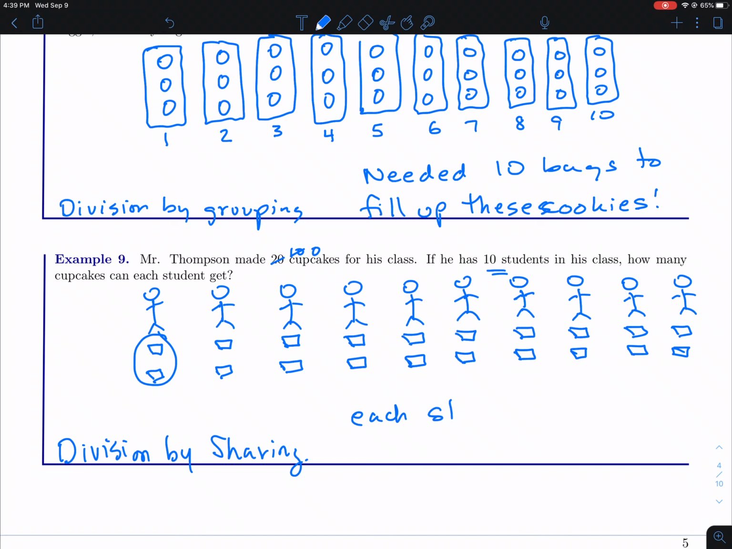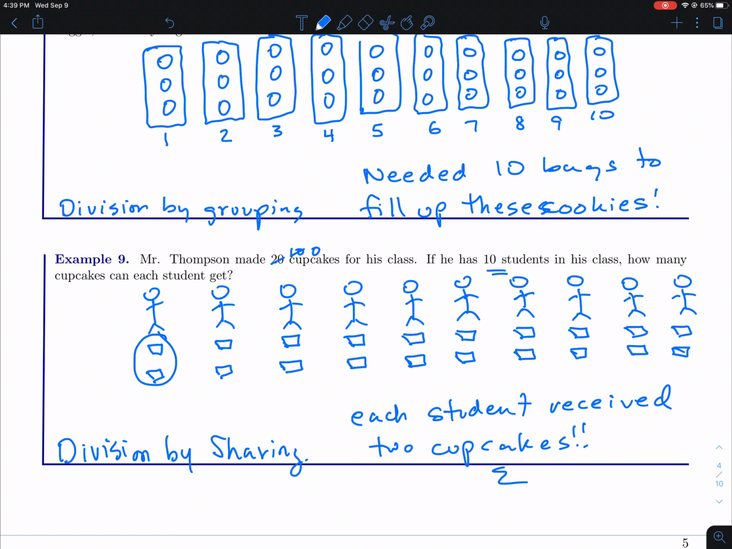So each student received 2 cupcakes. All right, perfect. All right, so that's it for addition or multiplication and division.